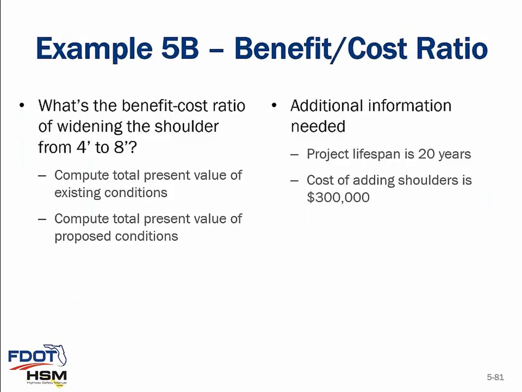Let's go back and look at an example of developing the benefit cost ratio using the spreadsheets. The question is, what is the benefit cost of widening the shoulder from 4 feet to 8 feet? We need to compute the present value of existing conditions and the present value of proposed conditions. We also need some additional information: what's the lifespan or life cycle of the improvement? We'll assume this to be 20 years, and the cost of adding the shoulders we'll assume to be $300,000.